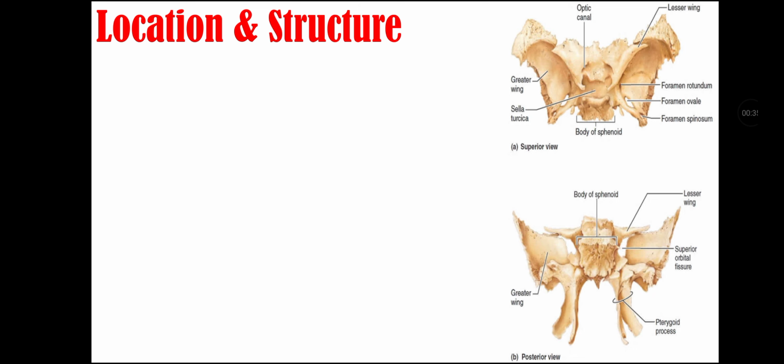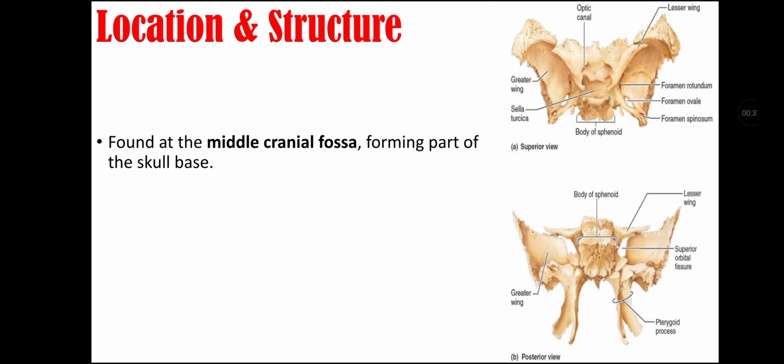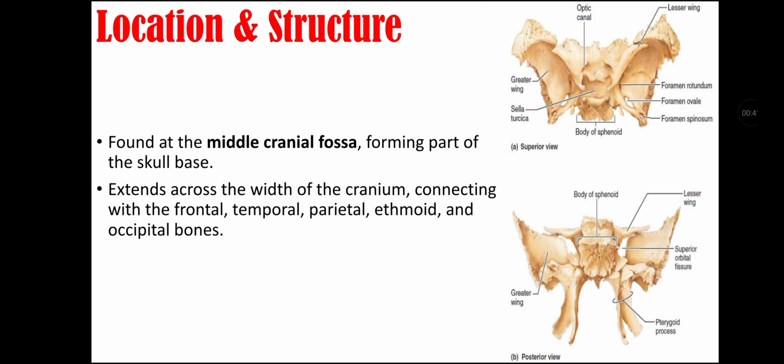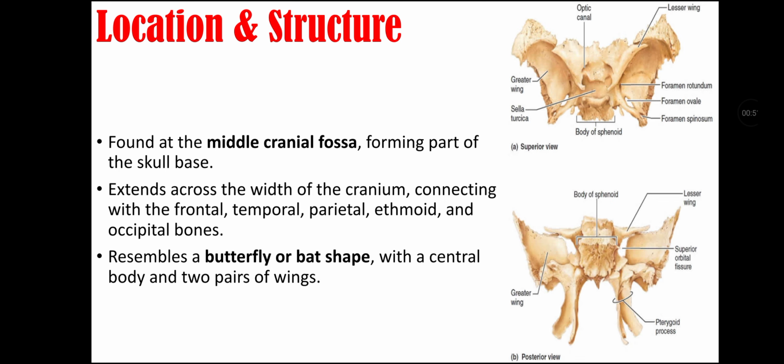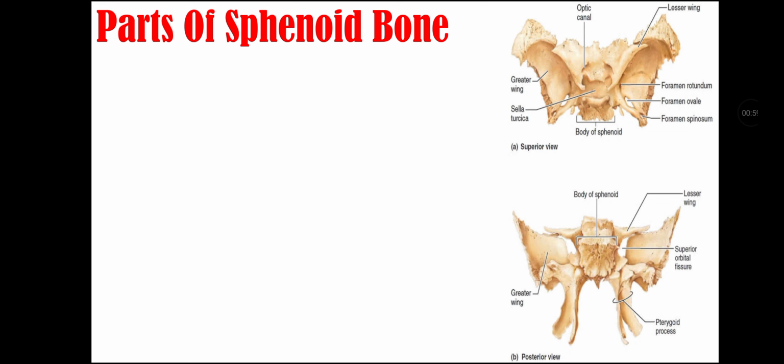Location and structure of sphenoid bone. It is found at the middle cranial fossa, forming part of skull base. It extends across the width of cranium, connecting with the frontal bone, temporal bone, parietal bone, ethmoid bone, and occipital bone. It resembles a butterfly or bear shape as you can see in the diagram at the side with a central body and two pair of wings.